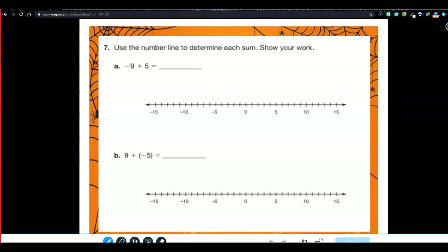Is it 4? Well, what's 9 minus 5? Different signs subtract. 4. Should it be positive or negative? Positive. Do you have more negatives or positives? No, it's negative. I want to see arrows.